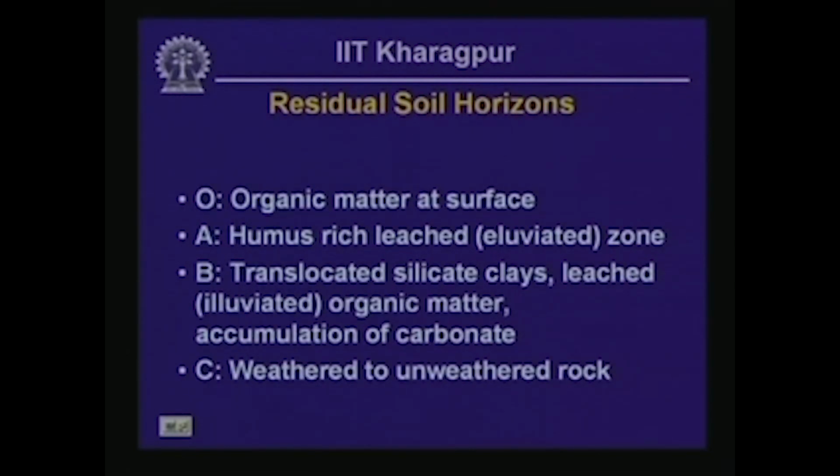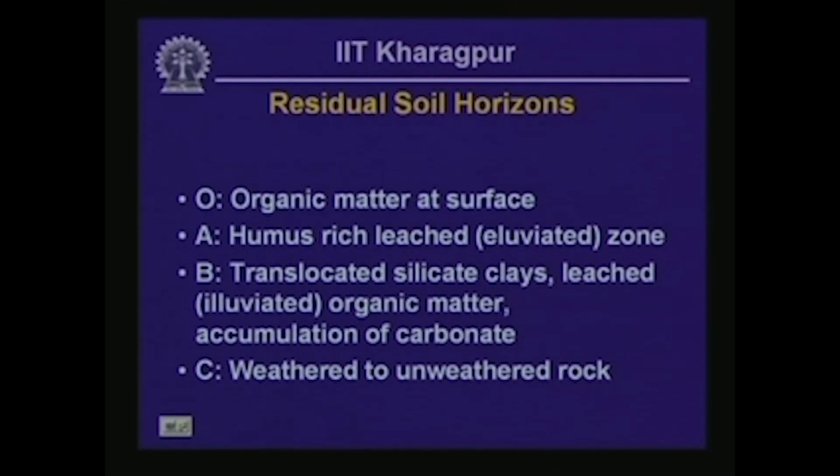So, residual soil horizons. O horizon is the organic matter near the surface, it could be in a partly decomposed state. Then underneath, A horizon is basically mineral soil, which is rich in partly decomposed organic matter. Depending on the weathering condition, it could be leached or eluviated. That means loss of mineral and mineralogical components out of this particular horizon is triggered by the leaching action.